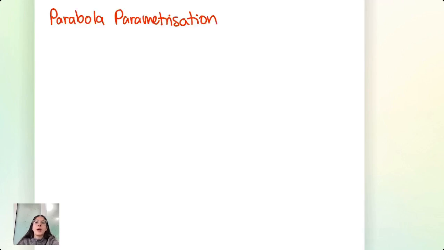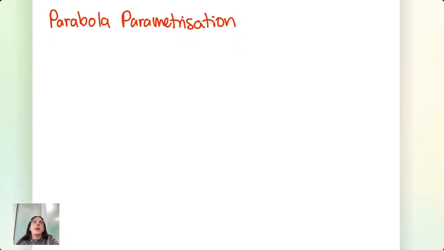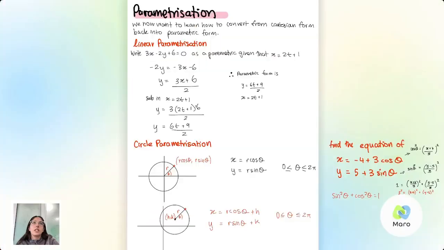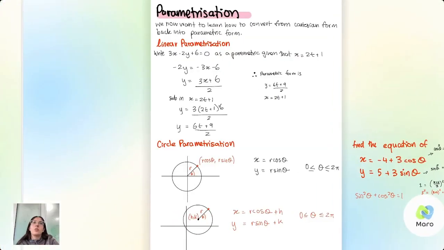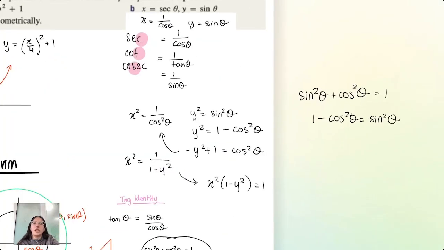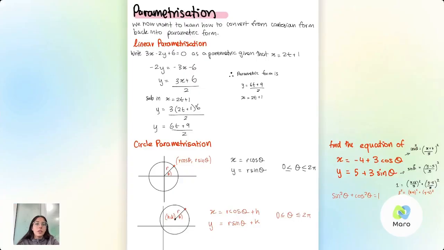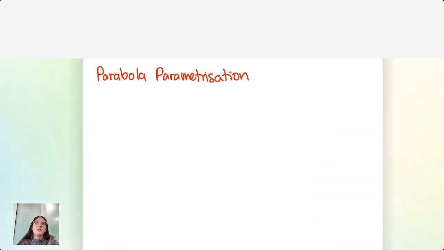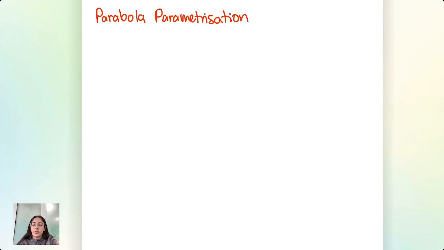To parametrize a parabola, it's kind of the exact same thing as linear. Okay, so really the only time it gets a little bit confusing is when we're dealing with trigonometry, which is only when we deal with circles. We can even see that this example we did before, we ended up with a circle. So parabola parametrization is very easy because there's no trig involved or anything. It's just like normal algebra.